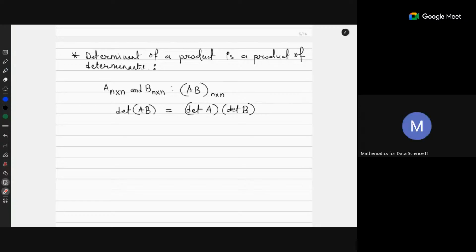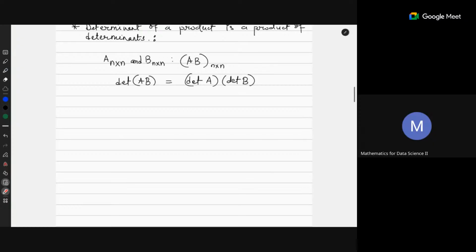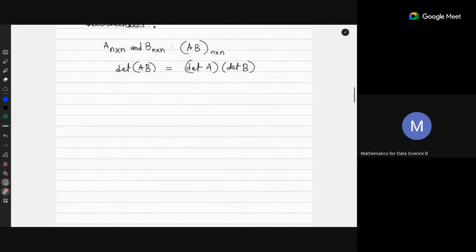Okay, so this is another property. The determinant of a product is equal to the product of the determinants. All right. Now, what is the second property? The second property is that switching two rows or columns changes the sign.